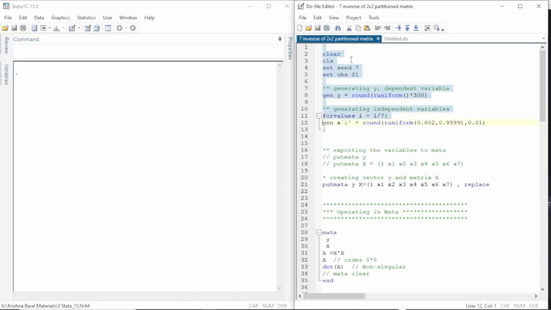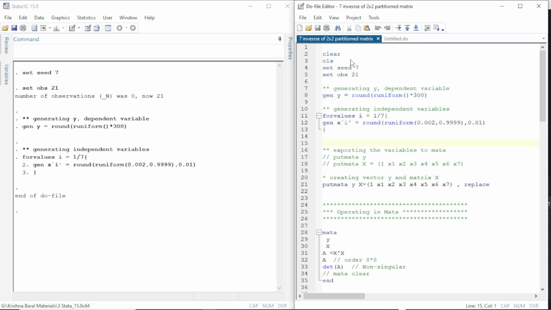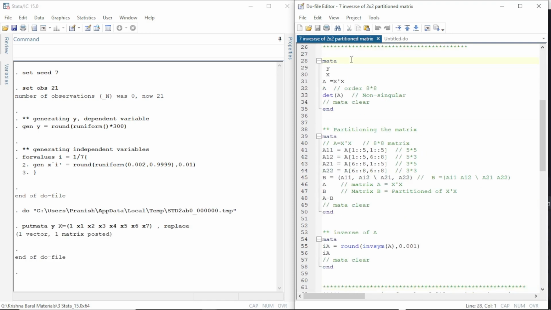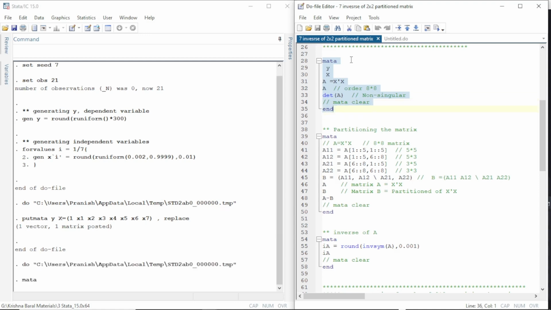as well as 7 independent variables, and we are transporting these variables into Mata. We use this syntax called putmata, and we are transferring our dependent variable y and the independent variables along with the constant term, which is represented by matrix X. And now we are invoking Mata, and we want to display the list of the matrix dependent variable y as well as the independent variables in matrix X. And we construct a matrix A that gives X transpose X, and we will display it as well as calculate the determinant to check whether the matrix X transpose X is singular or not.